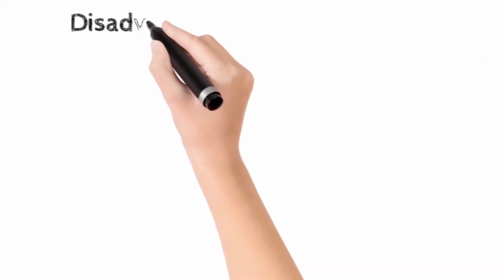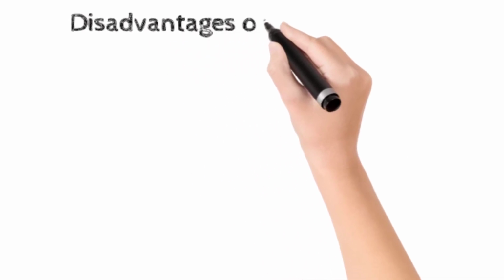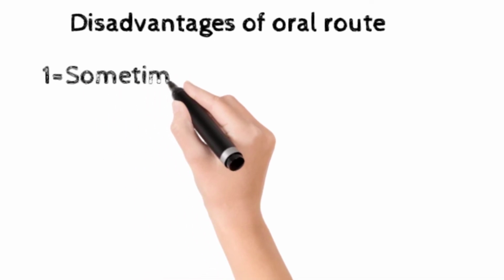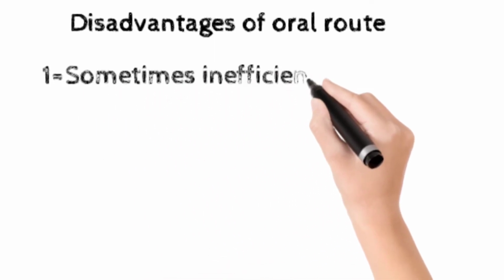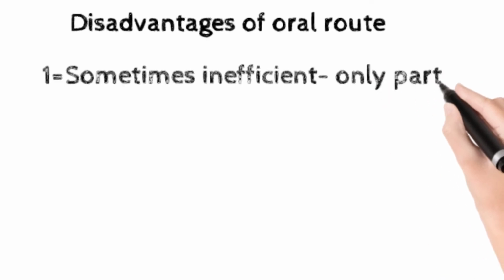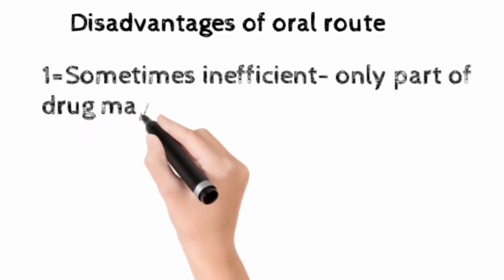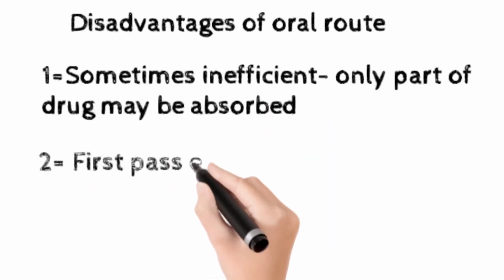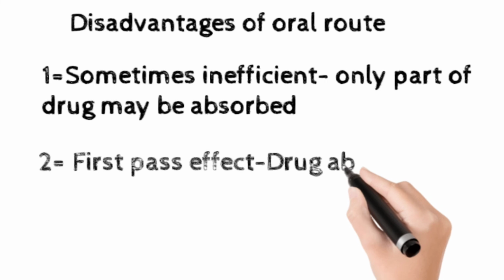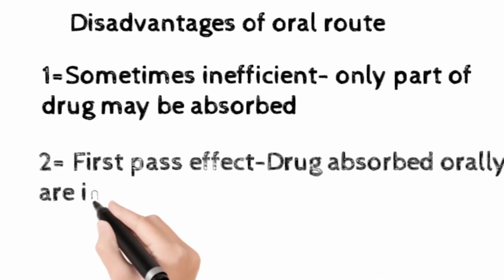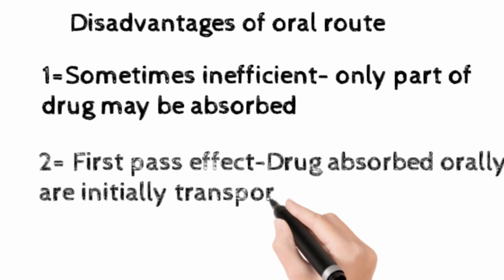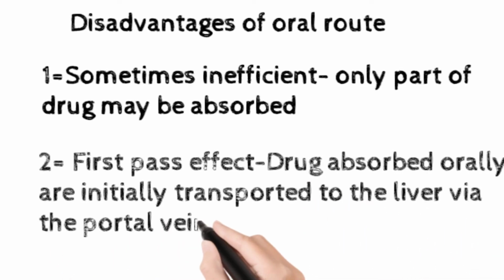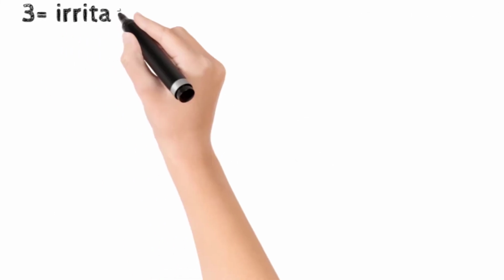Now after advantages, come to the disadvantages of oral route. The first disadvantage of oral route is sometimes ineffective. Mean only part of drug may be absorbed, not whole drug. Second disadvantage is the first pass effect. Mean drug absorbed orally is initially transported to the liver via the portal vein, then reaches the general circulation.